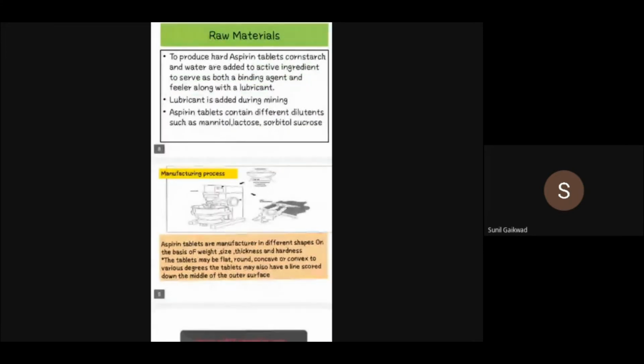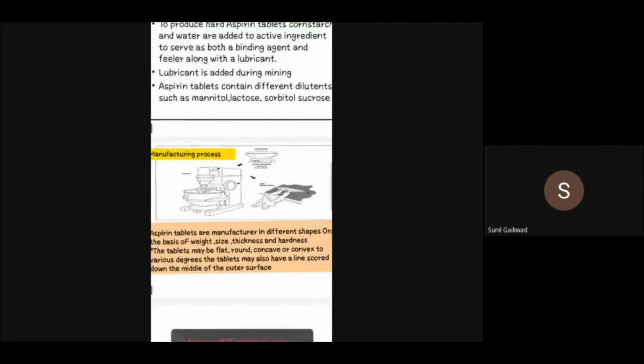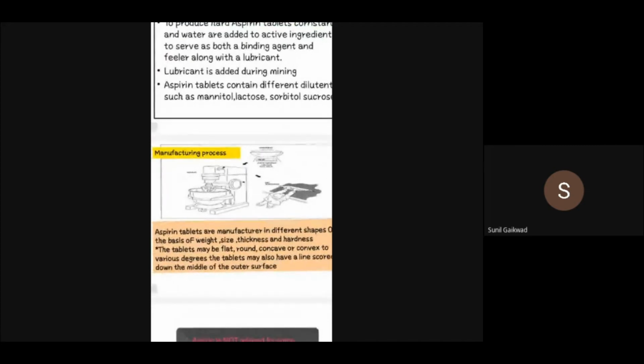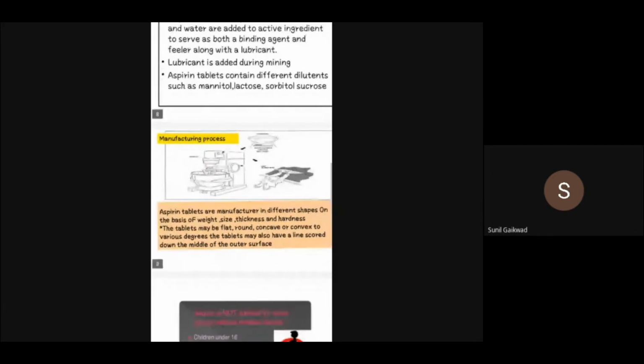Manufacturing process. Here, aspirin tablets are manufactured in different shapes on the basis of height, size, thickness, and hardness. The tablets can be flat, round, concave, or convex to various degrees. The tablets may also have a line scored down the middle of the outer surface.